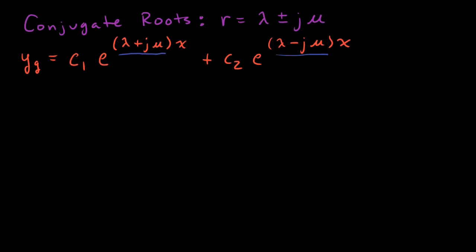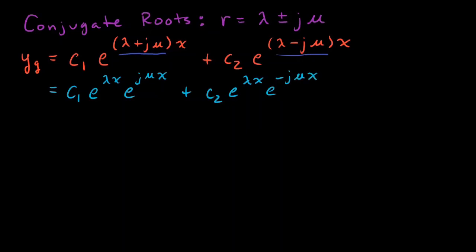Okay, so we just have a c1 e to the something times x plus c2 e to the something else times x. But now these exponents are both complex numbers, and again, they're a complex conjugate pair. So now what can I do with that? Well, I can use the rules we have for exponents, so I'm going to rewrite this as c1 e to the lambda x times e to the j mu x. Okay, so that's what I'm going to do with the first term, and then plus c2 e to the lambda x times e to the negative j mu x.